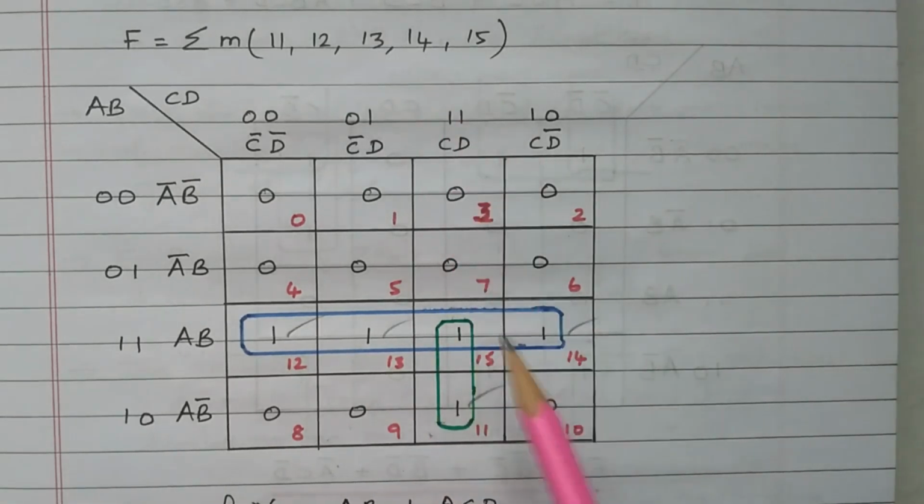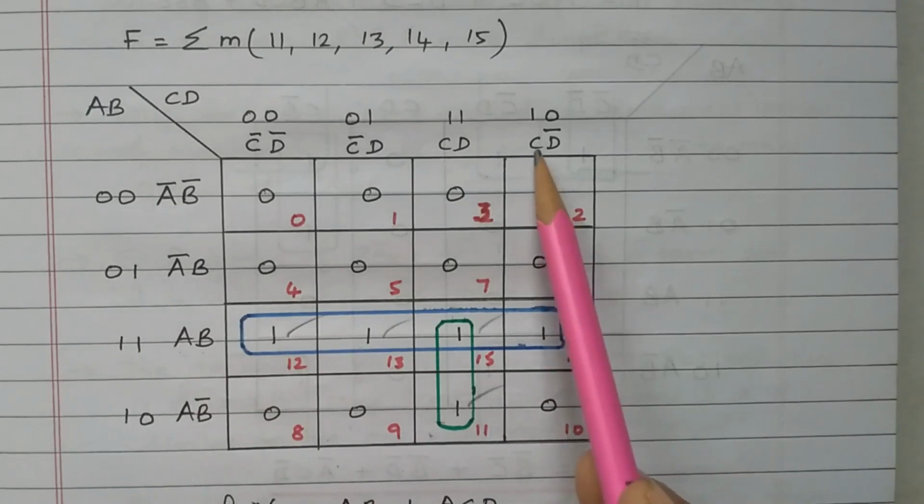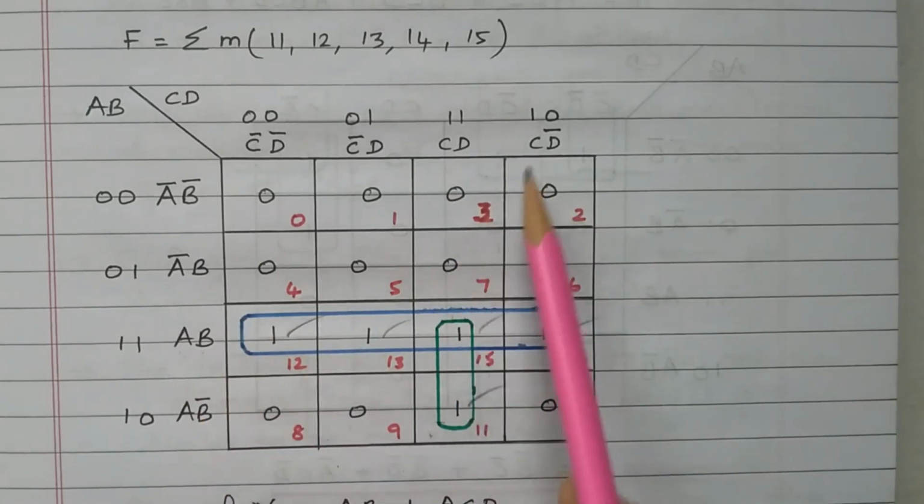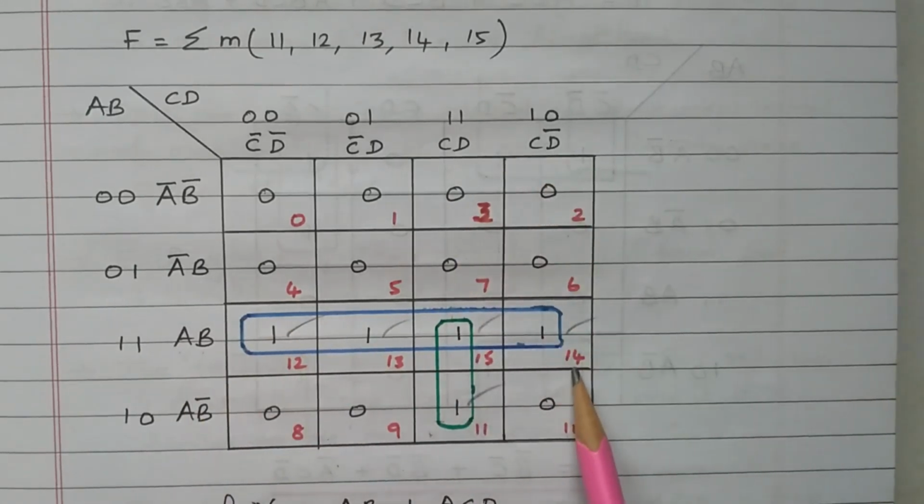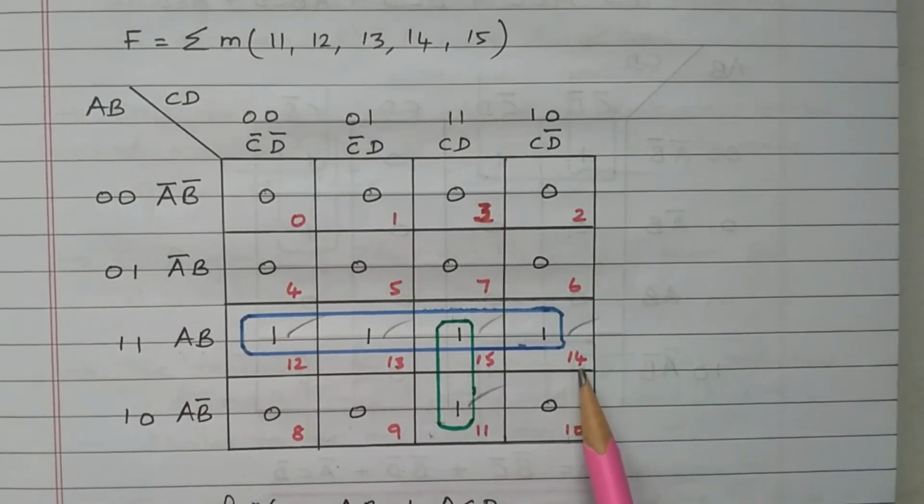Then 15 is available here. So there are 5 terms: 1, 2, 3, 4, 5 terms are marked, right? So these min terms are directly given; we can refer to the diagram for equivalent terms. For example, 14 is nothing but A, B, then here C, D bar. A, B, C, D bar is nothing but 14. But in this problem, 14 is given directly.